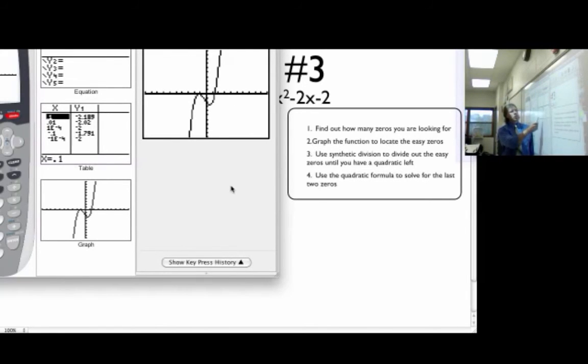It looks to me like one of the zeros is -1. The other zero is in between 1 and 2. I don't know what that is. Can we agree on that? -1 or not? Yeah. All right. What's the worst thing that'll happen is I look.